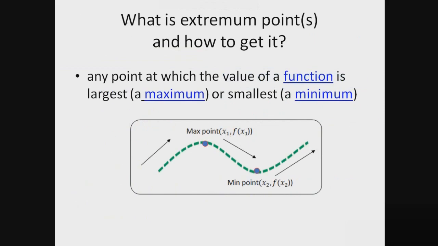Now, what is an extremum point and how do we get it? An extremum point is any point at which the value of a function is largest or smallest. Largest means it is a maximum, and smallest means it is a minimum. As you can see in the figure shown, there is a maximum point and also a minimum point.